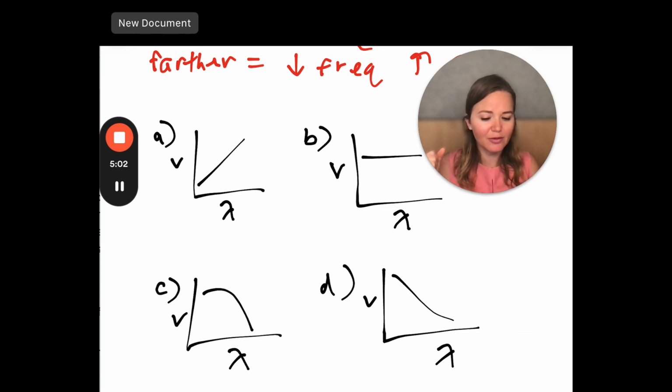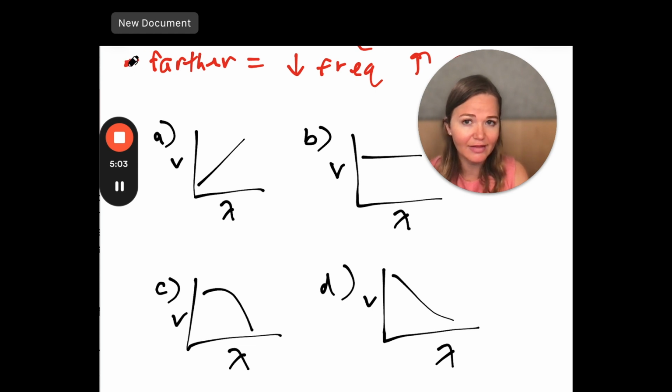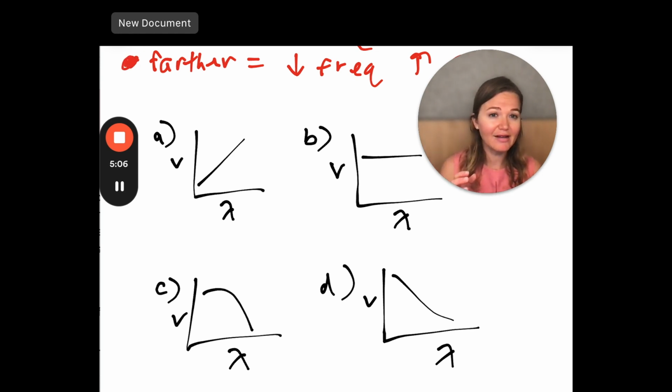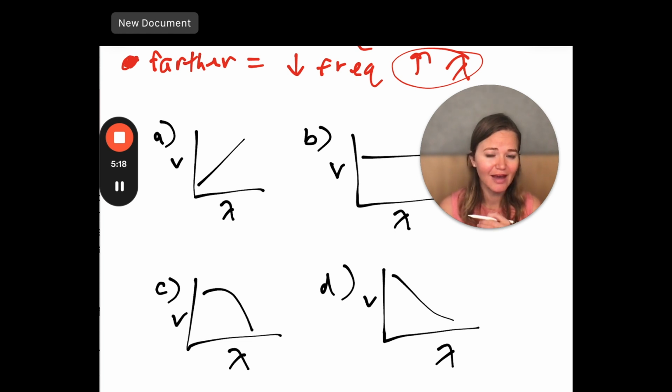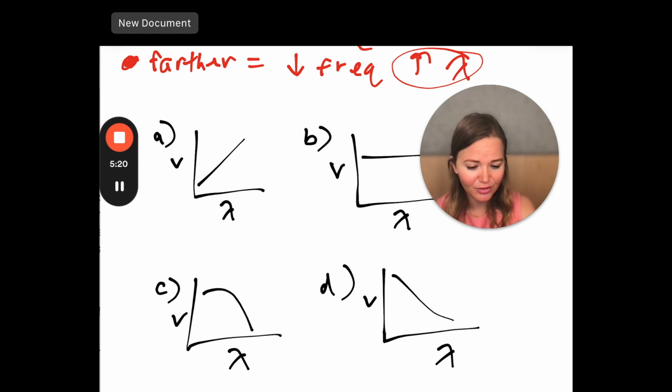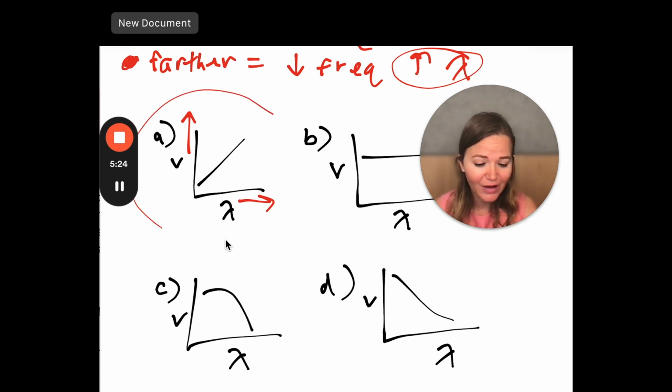So just like we said, what we're looking for is this case here, right? That the farther apart the objects get, then we have an increase in our wavelength. And that's exactly what this case is showing, right? As we increase V, we're also getting an increase in our wavelength here. So A is going to be the right answer.